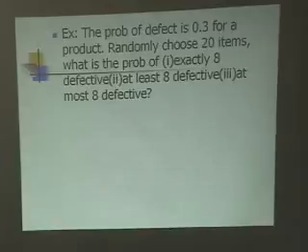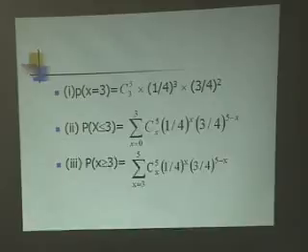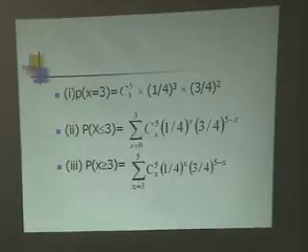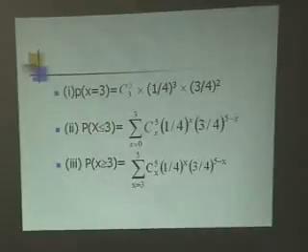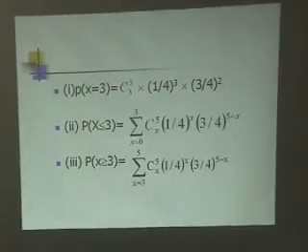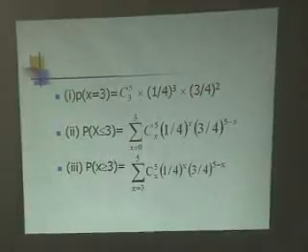Mr. Ren, the example is here. Follow the example. The defective rate is 0.3, and you choose 20. The probability you are looking at is exactly 8 items, exactly 8 items being defective.